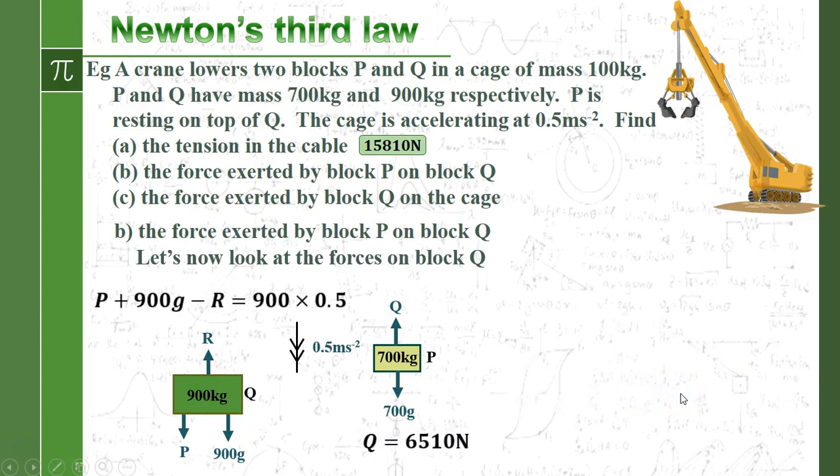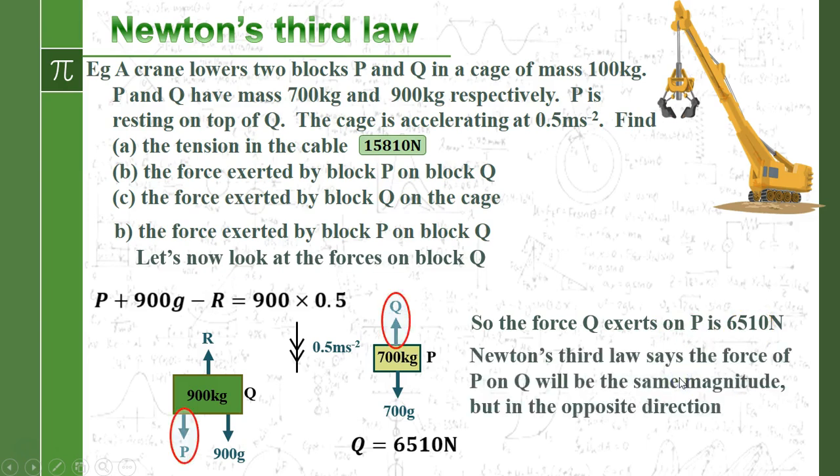Now, the key to this is the fact that if Q is exerting a force on P, which is that size, then Newton's third law says the force that P is exerting on Q is exactly the same, but in the opposite direction. So those two forces are the same. So straight away, if we wanted to know what is the force exerted by block P on block Q, it's that one here in this diagram. It's the same size as that one in our other diagram. And so the answer to our question is 6,510 newtons.